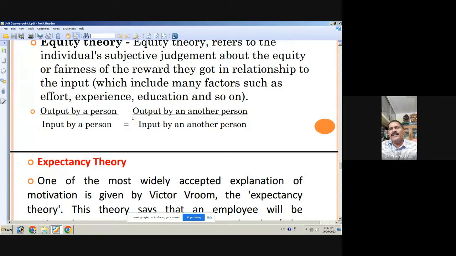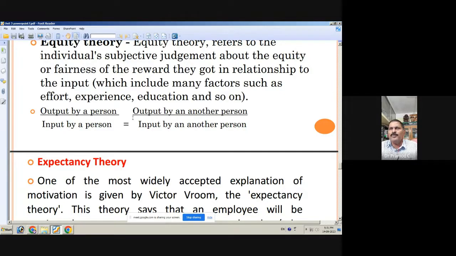Similarly, the output by a person divided by the input by that person, and then the output by another person divided by the input by that other person. There will be a comparison. If the comparison is there, then definitely we can do something because we want the reward. There will be fairness. There will be judgment. It may be a subjective judgment, but still we are always comparing ourselves with another.